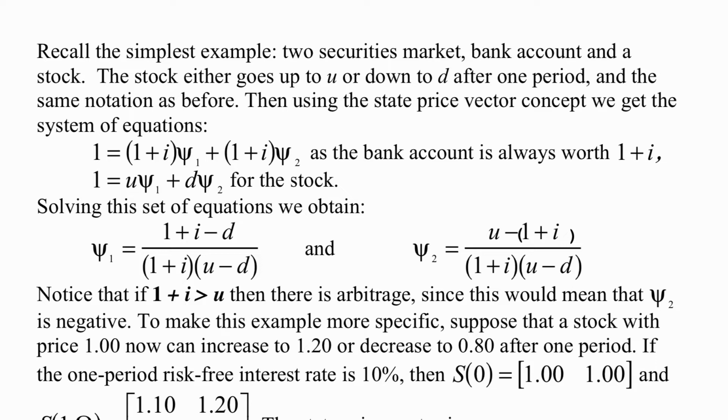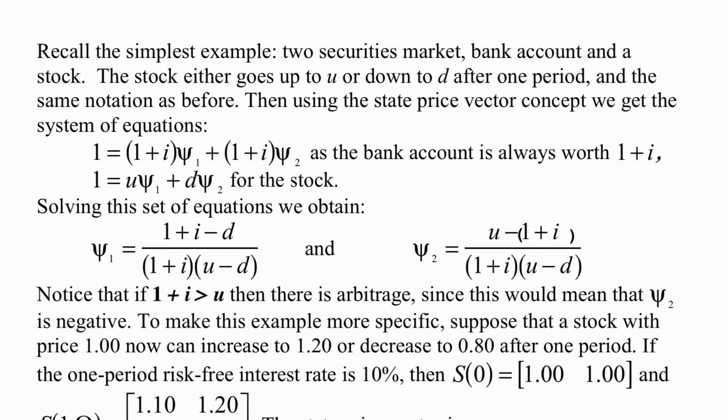1 is equal to (1 plus I) psi 1 plus (1 plus I) times psi 2, as the bank account is always worth 1 plus I. So the payoffs at time 1 are always 1 plus I. And 1 is equal to U psi 1 plus D psi 2 for the stock. And we just solve it for psi 1 and psi 2.